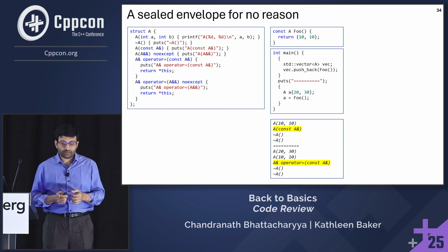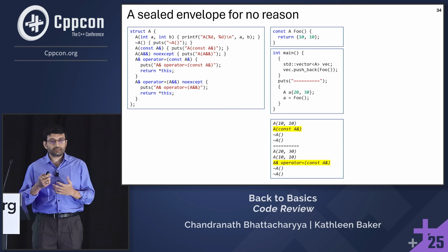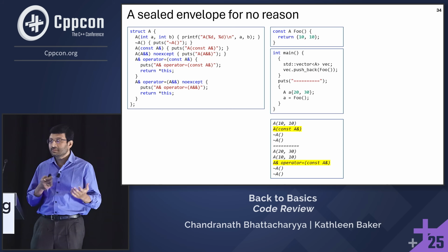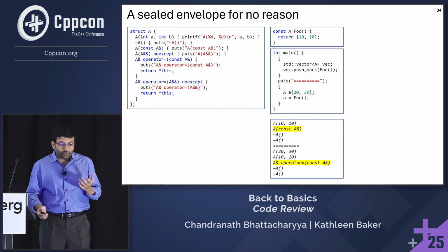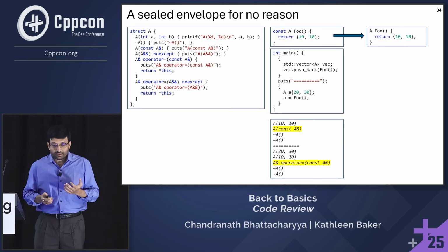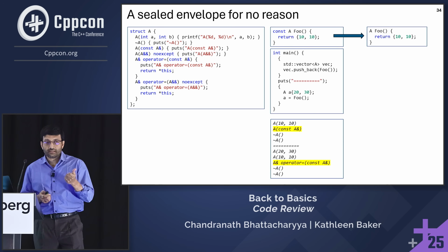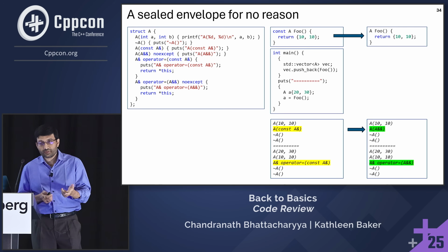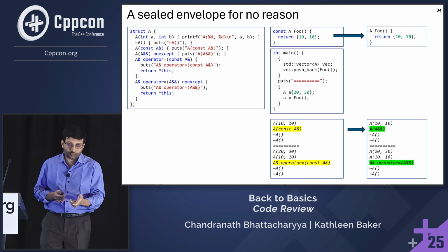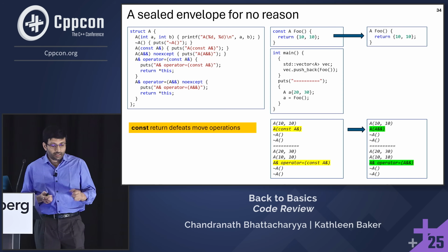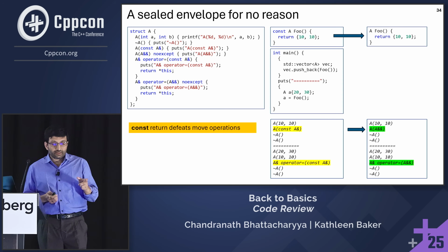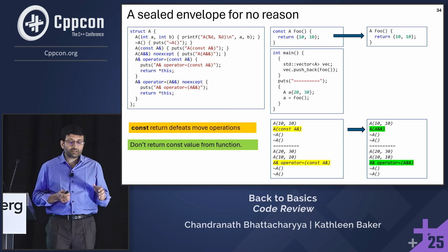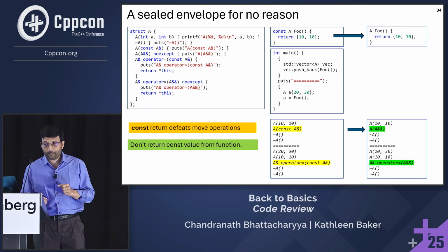Let's look at the output over here. With a temporary, we expect the move constructor and the move assignment operator to be called, but here we are seeing the copy versions getting called. What if we make a small change and remove the const over there? Then we get what we wanted: the move construction and the move assignment operation. So what is happening is that const return defeats move operations. Hence the guidance: don't return const value from functions.